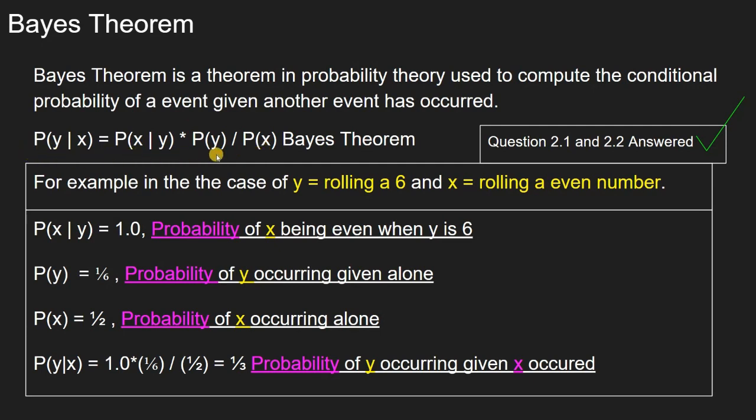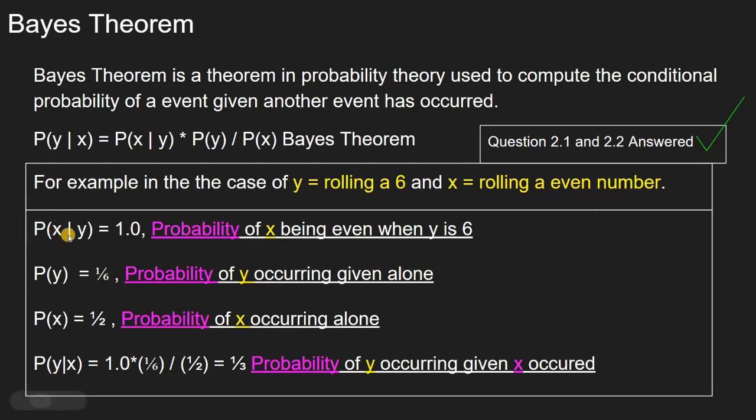And this is what we're going to use Bayes' theorem for: to compute the conditional probability that we need for our naive Bayes model. So let's do an example of that. For example, y equals rolling a 6, so that's our first event, and x equals rolling an even number, that's our second event. Right? Let's compute the terms for Bayes' theorem.